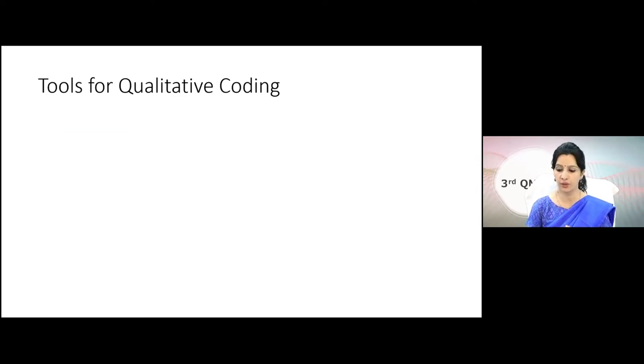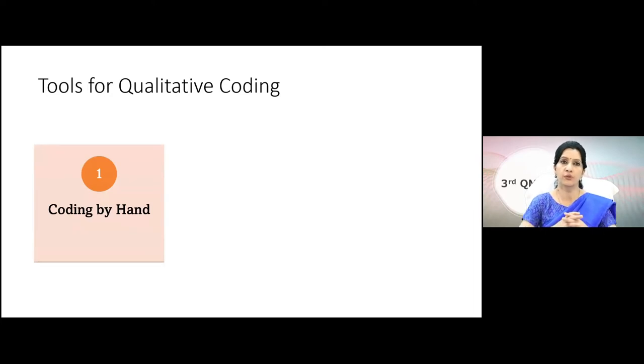Now, there are tools for qualitative coding. You can do coding by hand. Today we'll show you how to do manual coding, because it is recommended that before you start coding with software, you do at least a few codings by hand on hard copy. If you are doing qualitative research for the first time, please take a printout of at least the first 2 to 3 transcripts, read them twice or thrice, and then start manual coding. Once you are comfortable with manual coding, you start coding in QDA Miner or any other software which you are already using.